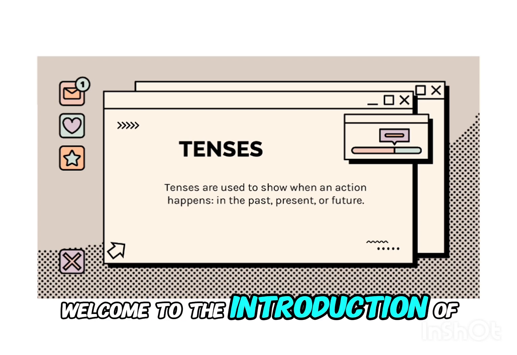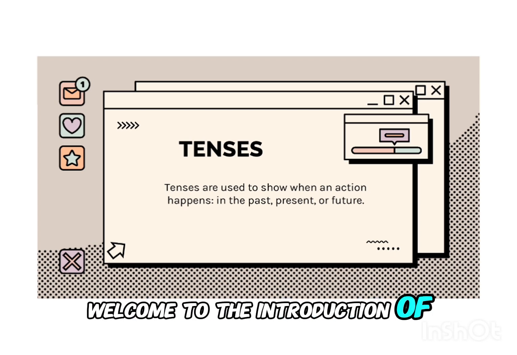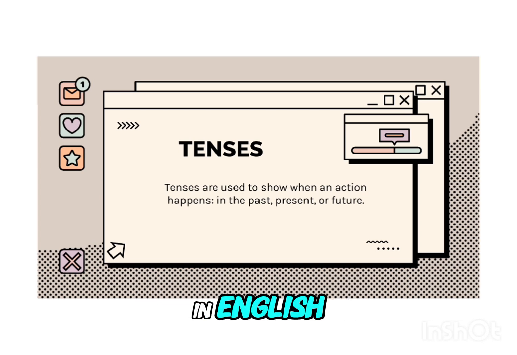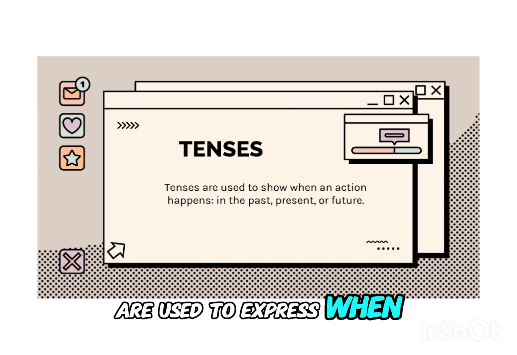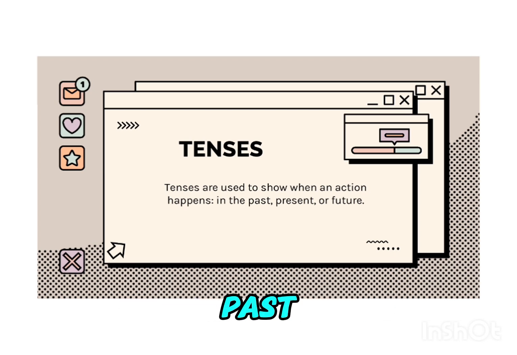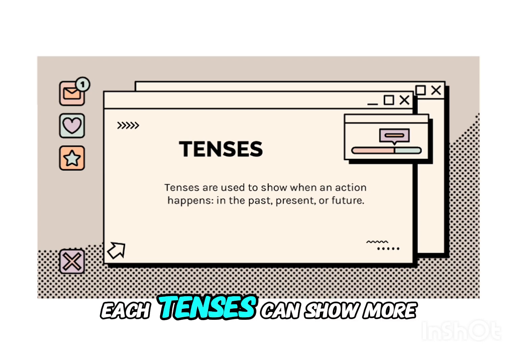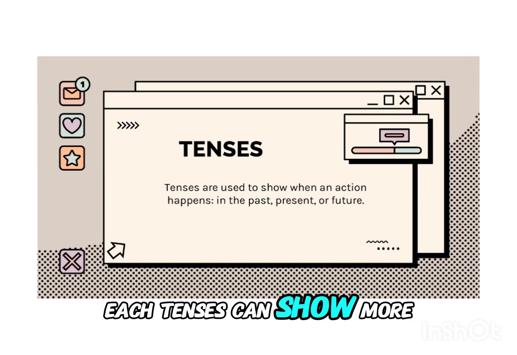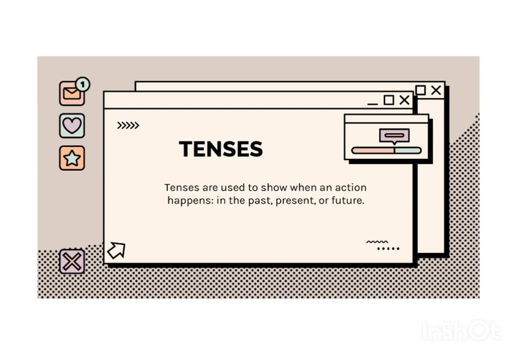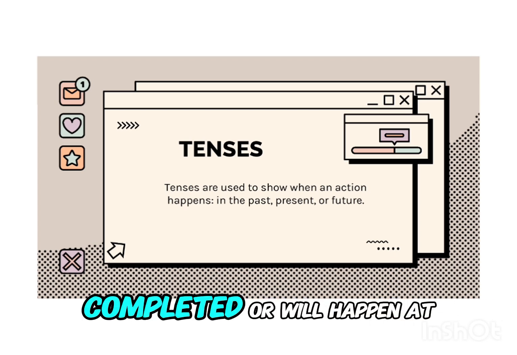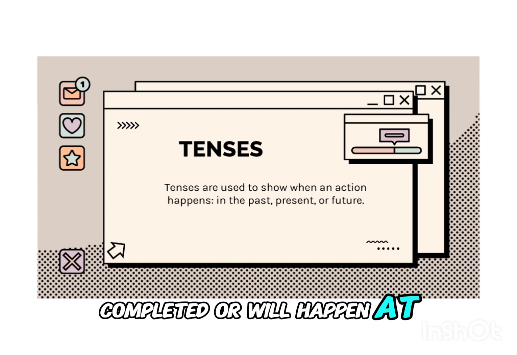Welcome to the introduction of tenses. So, as we know, tenses in English are used to express when an action occurs in the past, present, or future. Each tense can show more specific details, like whether the action is ongoing, completed, or will happen at certain times.